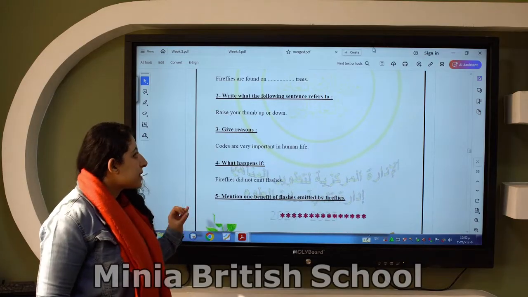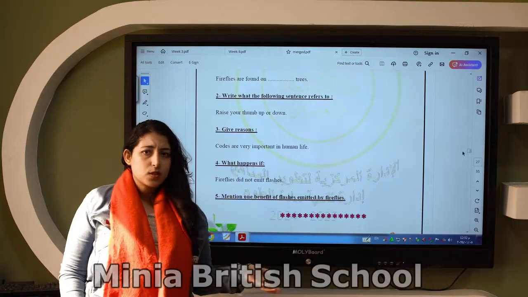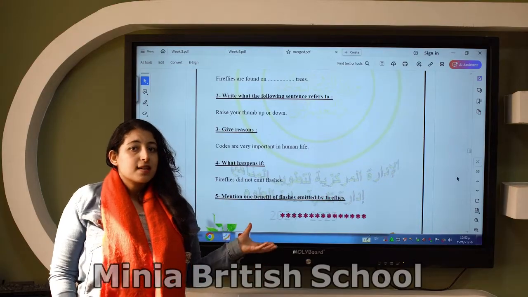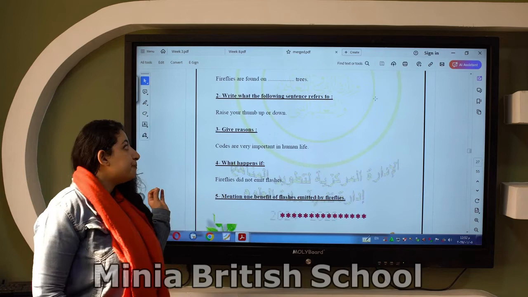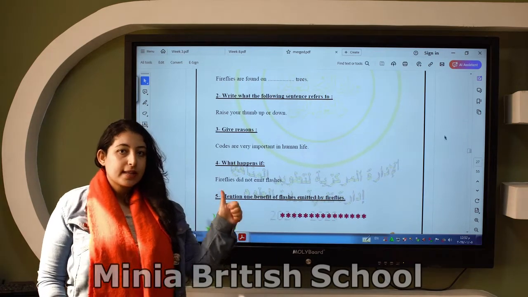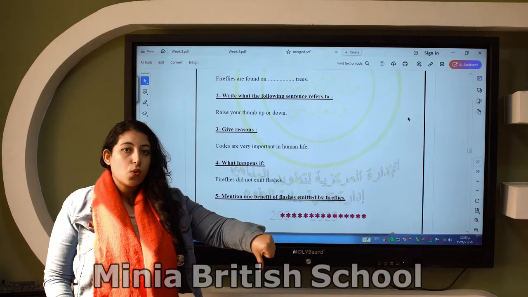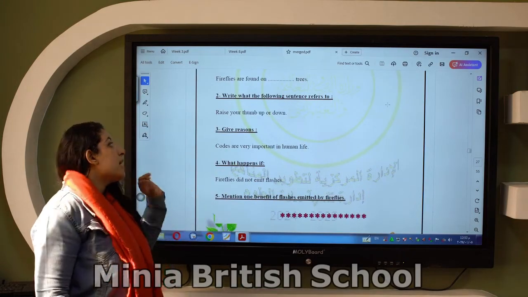Write what the following sentence refers to. Raise your thumb up or down. What is this? What does it mean? Or write the scientific term. It's sign language code. Thumb up means yes. Thumb down means no. Sign language code. Give reason.